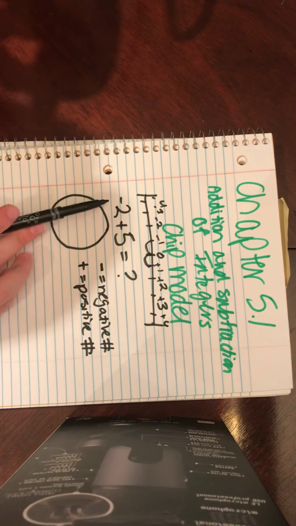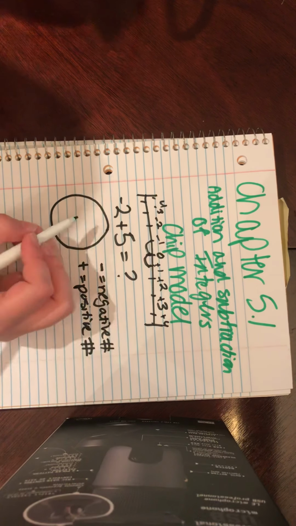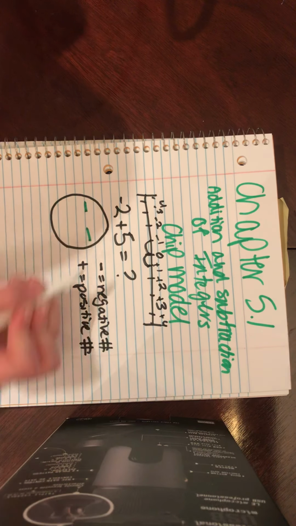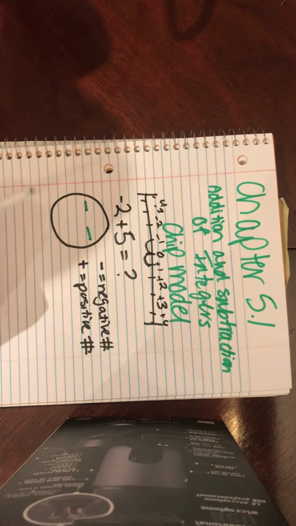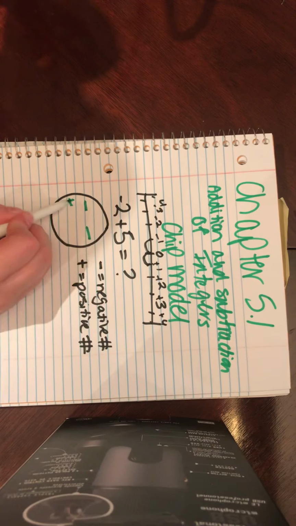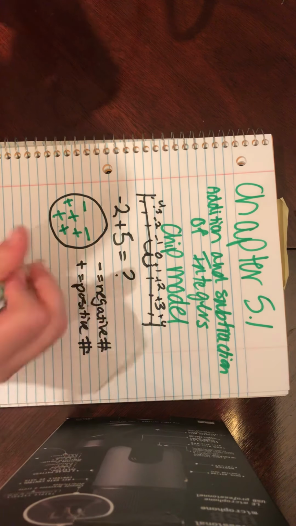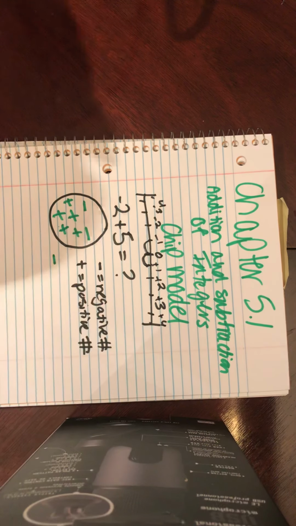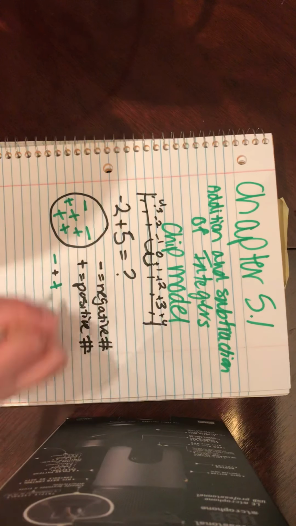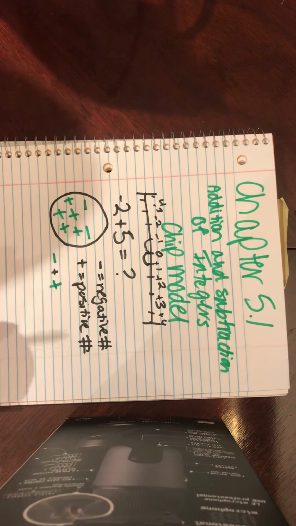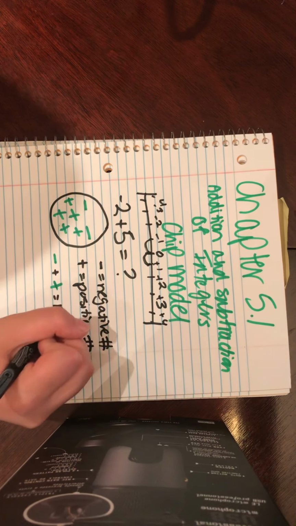So in this problem, -2 plus 5, I'm going to switch my pens over here. I have 2 negative symbols, because -2, and I have 5 positive symbols. So 1, 2, 3, 4, 5. So I know that a negative plus a positive, and I'm sorry, my plus and my positive look a little similar, neutralizes it.